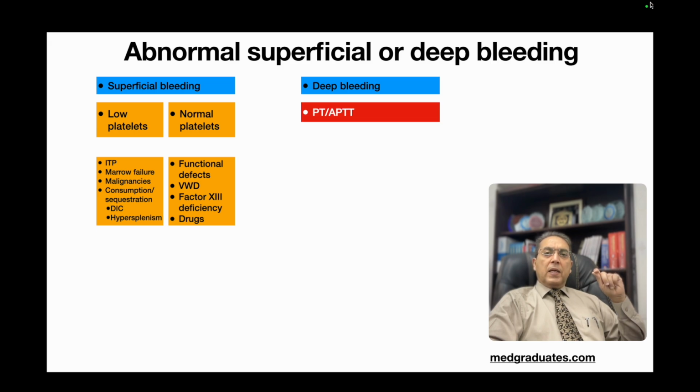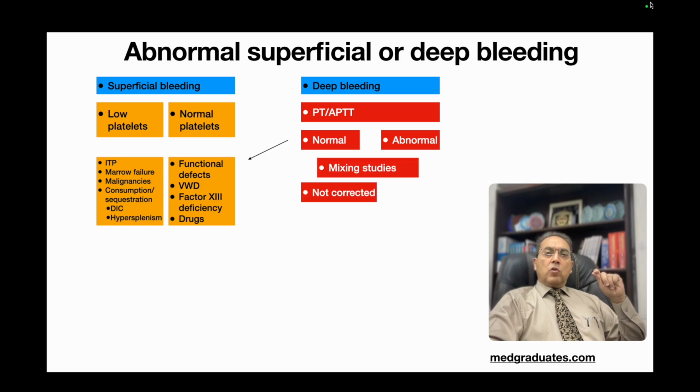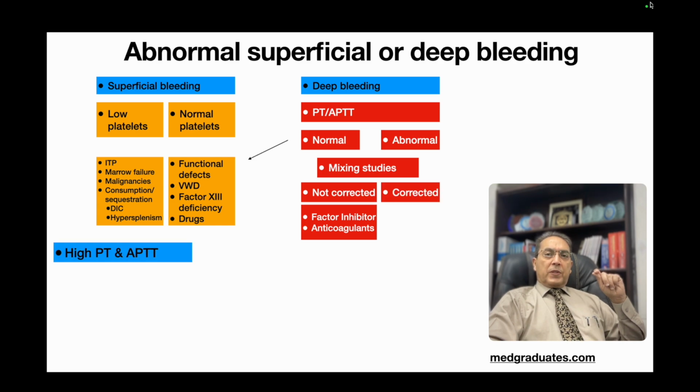Then we do a PT and APTT. If the PT and APTT are normal, this is possibly a functional defect of the platelets again. But if they are abnormal, we go for the mixing studies. If the mixing studies do not correct the bleeding tendency, this means there is either a factor inhibiting the clotting factors, for example, antiphospholipid syndrome, or the patient may be on anticoagulants. And then if it is corrected, we go for more specific studies.